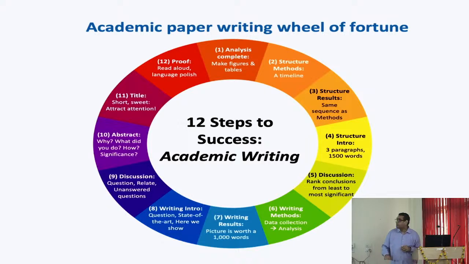Now you see this one, 10 steps to successful academic writing. I call it an academic writing wheel. It is a wheel, and you can see 1 2 3 4 5 6 7 8 9 10 11 12 also. A complete wheel of fortune. The fortune of research writing, academic writing lies in this: analysis complete, make figures and tables, structure the methods, structure results, structure introduction.